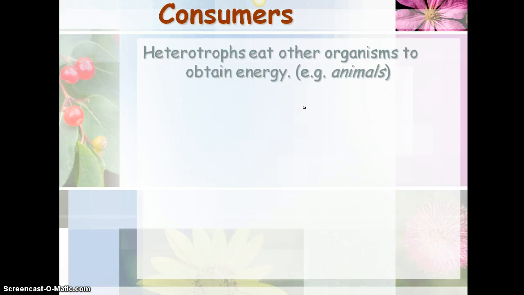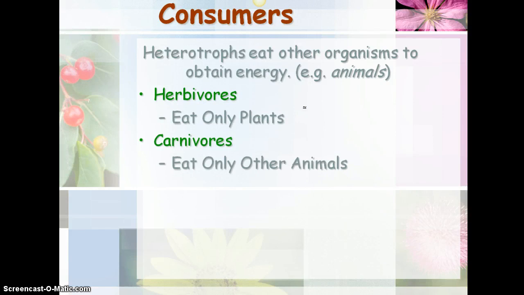Here they are if you didn't get them written in already. Heterotrophs eat other organisms for energy. Herbivores eat plants. Carnivores eat other animals.